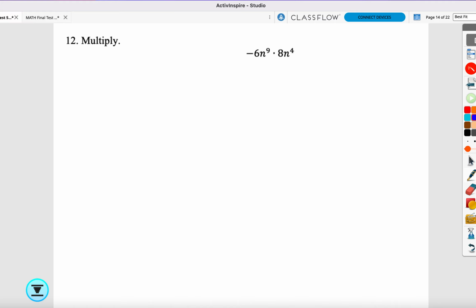Multiply. So here we have a power rule, I mean a product rule. We're going to multiply, but we have to multiply the negative 6 and the 8. So this is pretty much negative 6 times 8, and it's going to be n to the 9 times n to the 4th. And we know right here we're going to add the exponents, right? Because we're multiplying, so it'll be 9 plus 4.